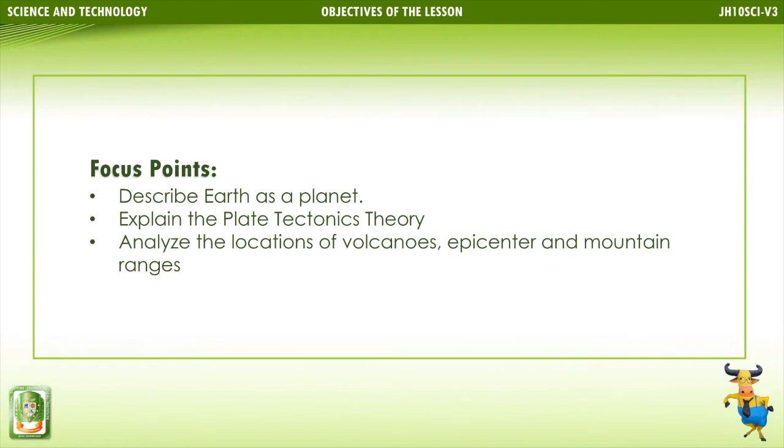Objectives of the lesson. Focus points. Describe Earth as a planet. Explain the plate tectonics theory. Analyze the locations of volcanoes, epicenter, and mountain ranges. Explain what plate boundary is and enumerate the different types of plate boundaries.